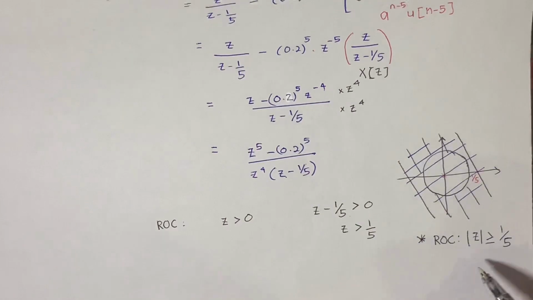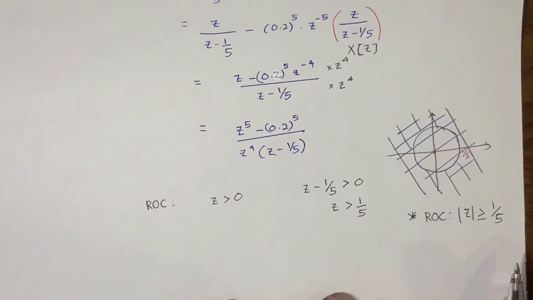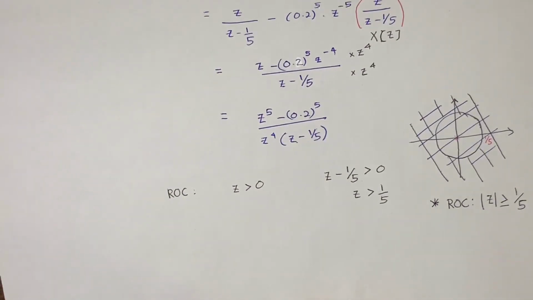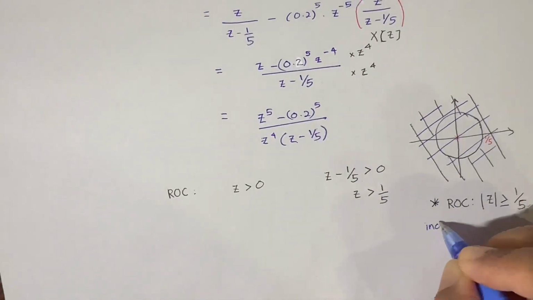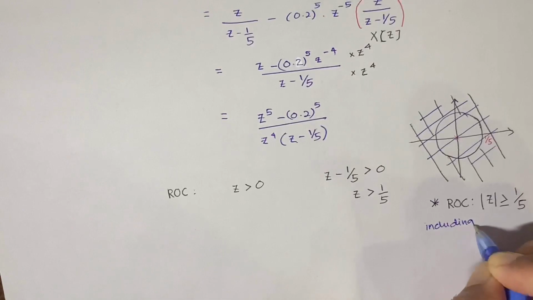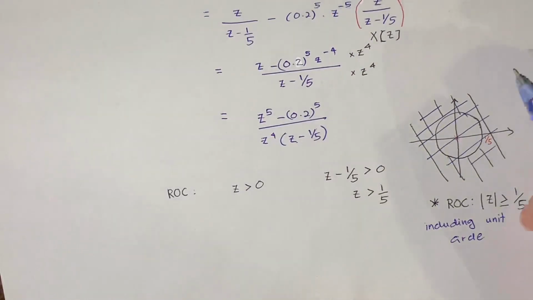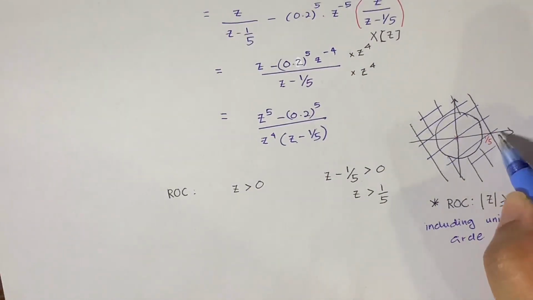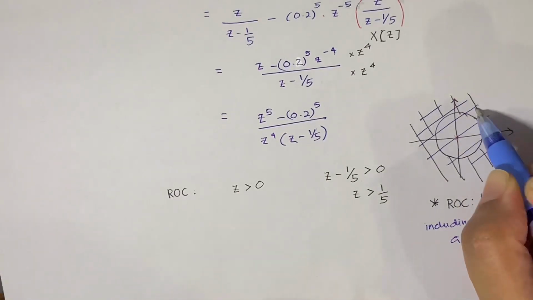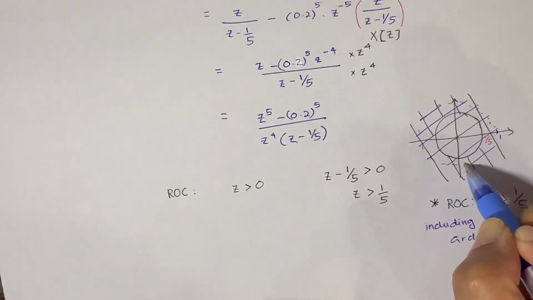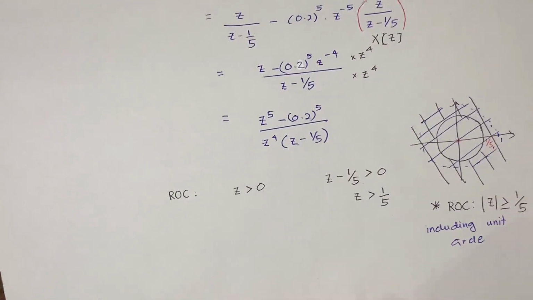This region of convergence includes the unit circle. The unit circle is when the circle is at 1. This is the unit circle. That's all for the time shifting property.